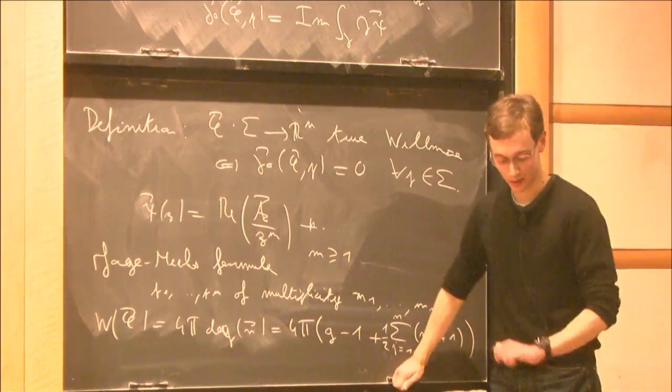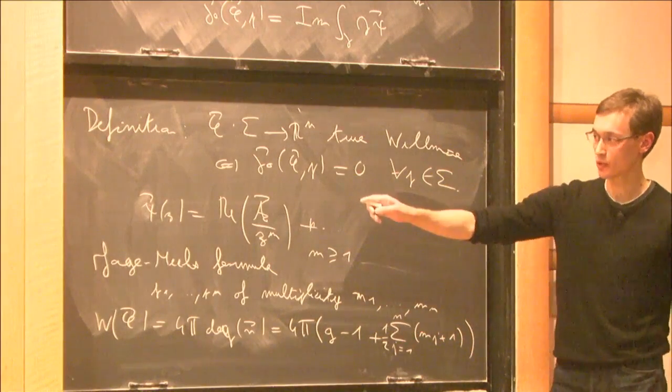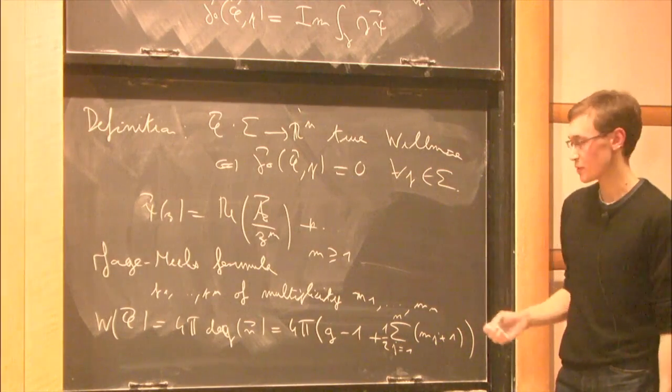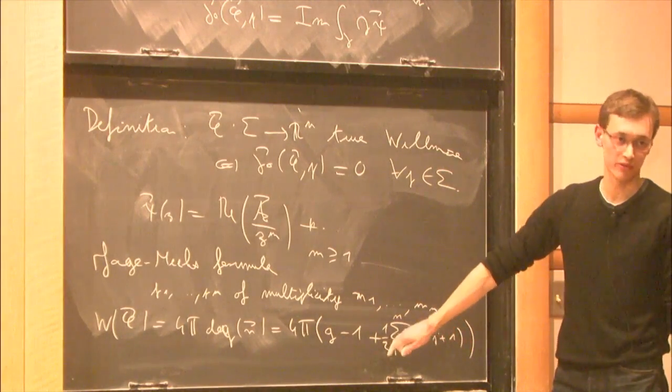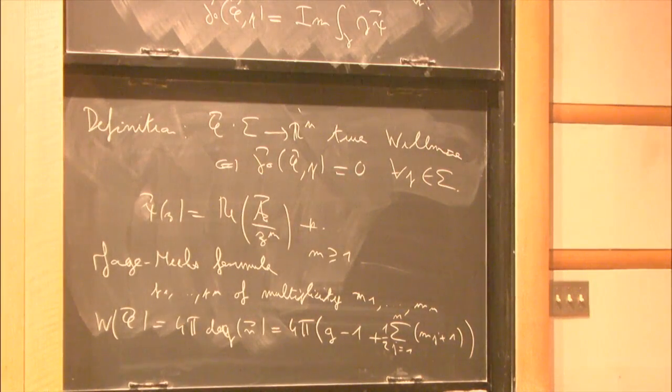And maybe I should not speak about this because it's a bit technical, but in this theorem you also allow interior branch points for this dual minimal surface. And this will still be a multiple of 4 pi. Okay, so proof.